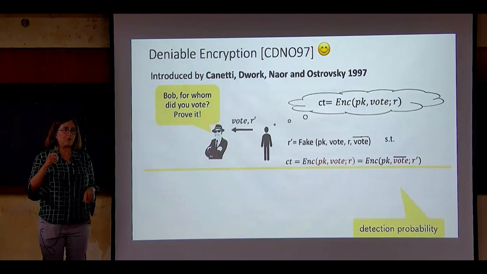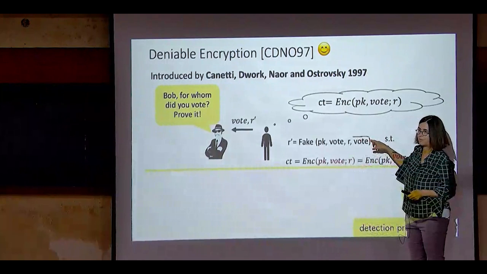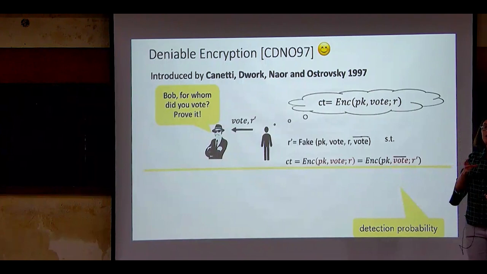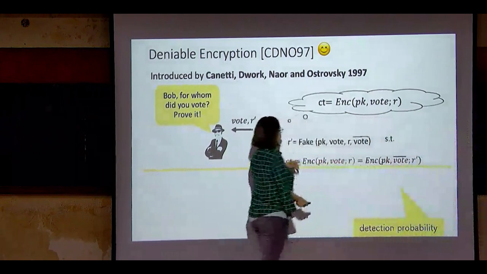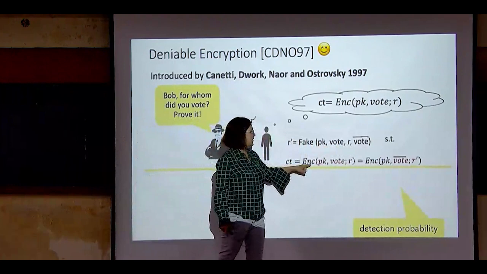So you can both prove that you actually encrypted this vote, but you can also prove that you encrypted the complement vote. Now, what does it mean, prove? To prove, you have to show who you voted for and show the randomness, so that when you encrypt using that randomness and that vote, that's the ciphertext that was sent. So they showed a way that there is a faking routine that produces an alternative randomness such that with this randomness and the complement vote, the same ciphertext would have been sent. So the ciphertext when you encrypt the true vote with R is going to be exactly the same as the complement vote with R prime.